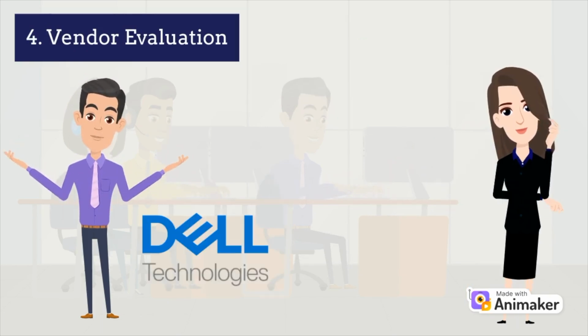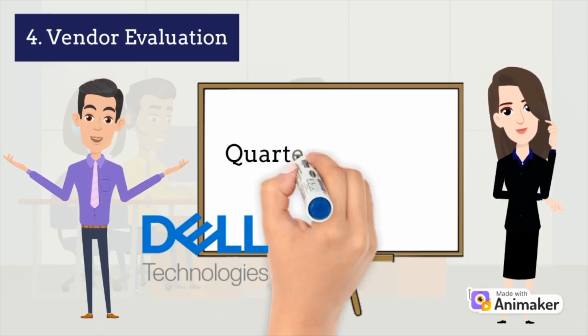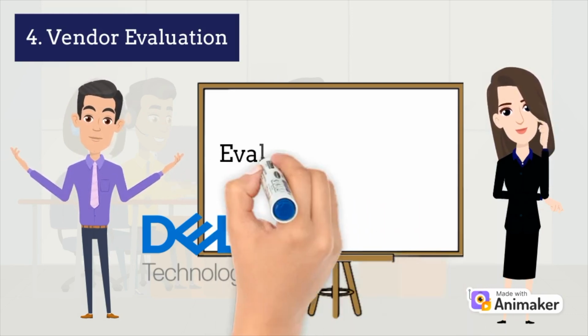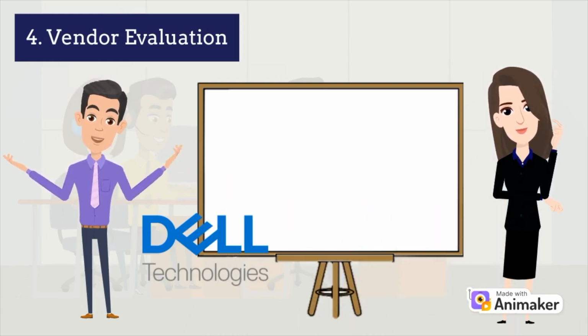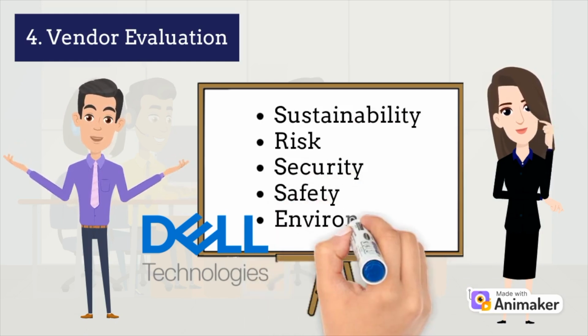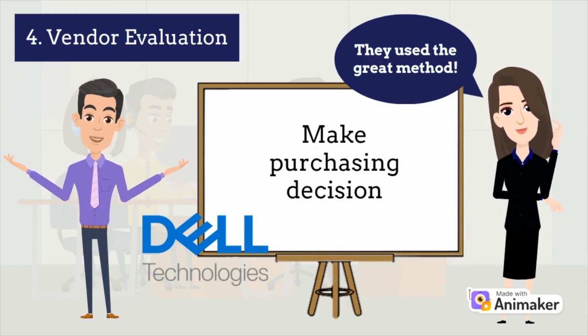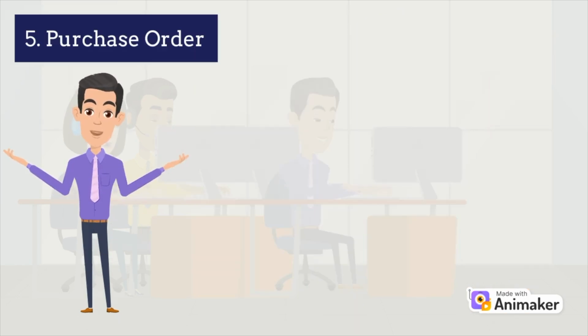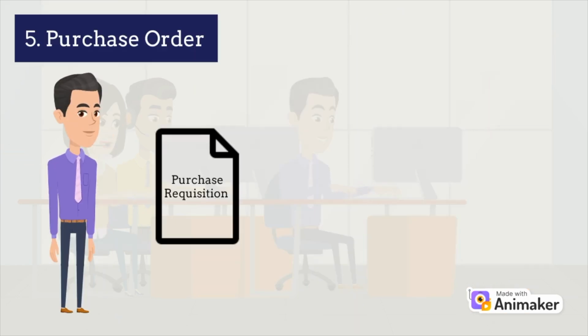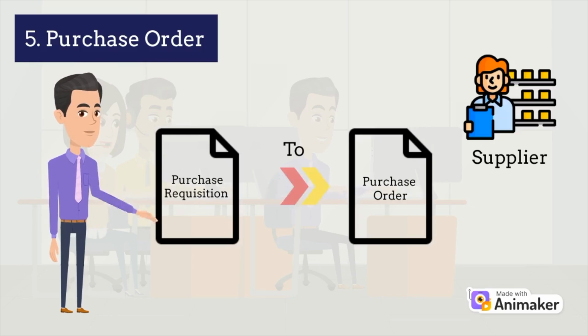Furthermore, Dell Technologies will conduct vendor evaluations called quarterly business reviews, which evaluate the suppliers by giving them scores based on sustainability, risk, security, safety, and environment. And then Dell will make purchasing decisions according to that. Wow, that's a great method. And what's next? After selecting the supplier, we're going to generate the purchase order based on the purchase requisition and send it to the vendor.